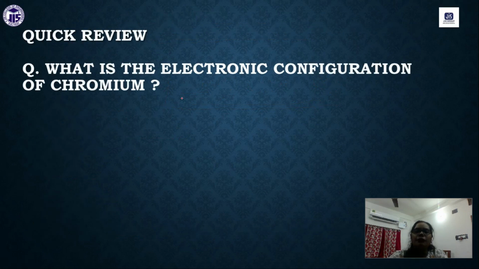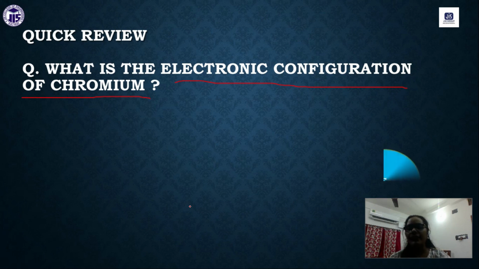Now again we have a quick review of how much you have got from this chapter, as this is the last chapter. Question: what is the electronic configuration of chromium? I have already discussed what it will be. For this you will have 10 seconds. Just recall whatever I have taught you and answer my question.